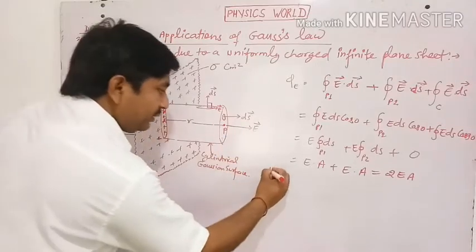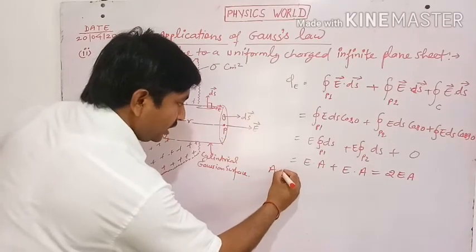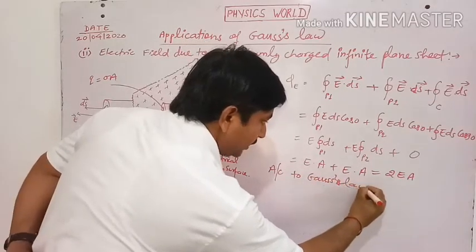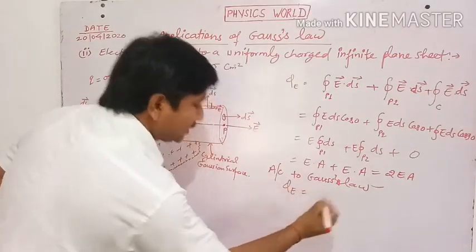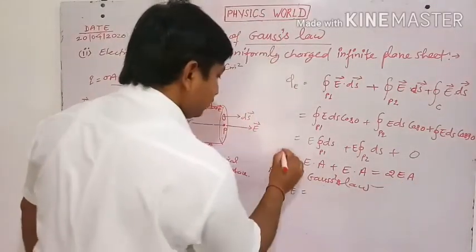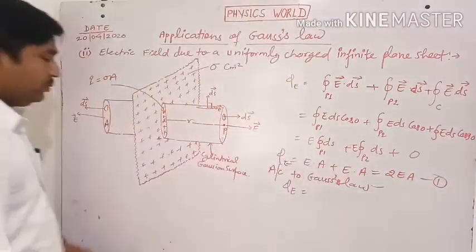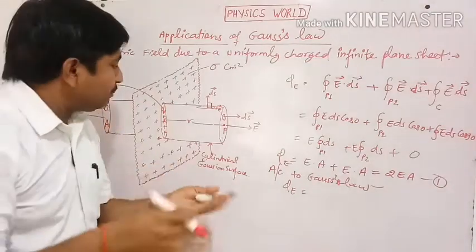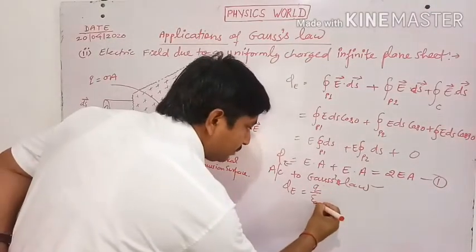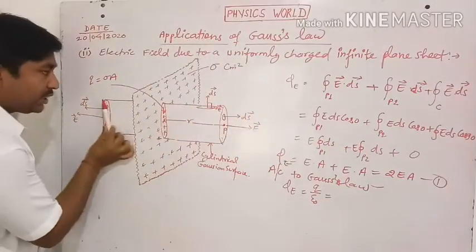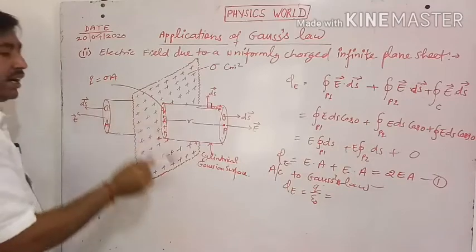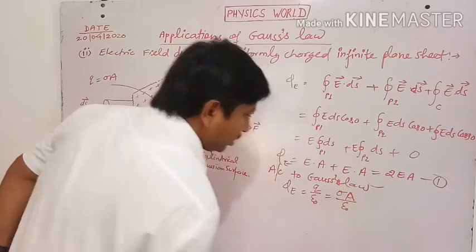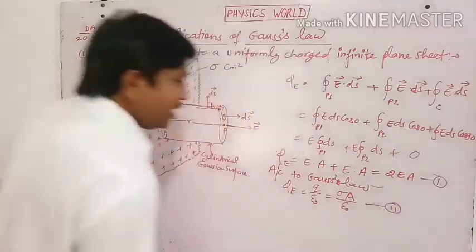So now if we apply the Gauss law, according to Gauss law, the total electric flux passing through the surface will be equal to the total charge enclosed divided by epsilon naught, that is Q upon epsilon naught. The total charge enclosed by this Gaussian surface is sigma A. So this is equal to sigma A divided by epsilon naught. This is equation number second.